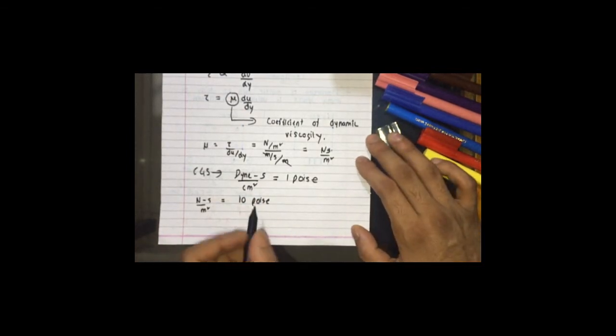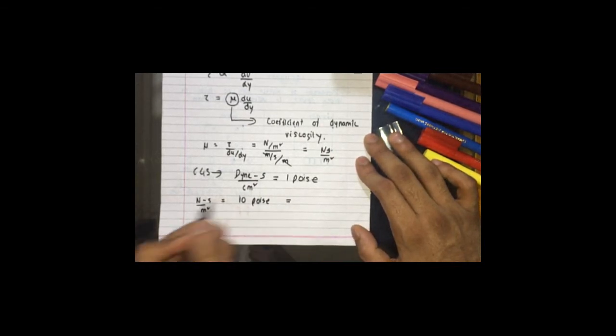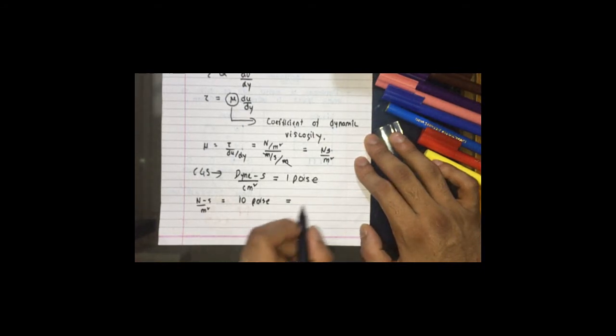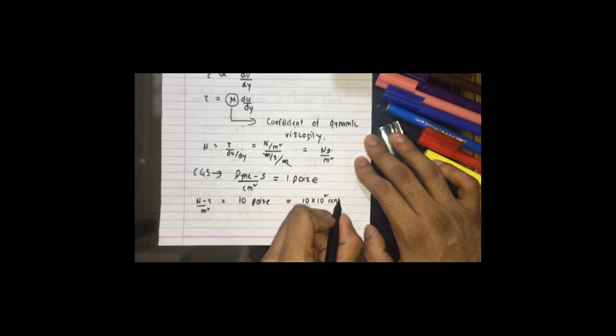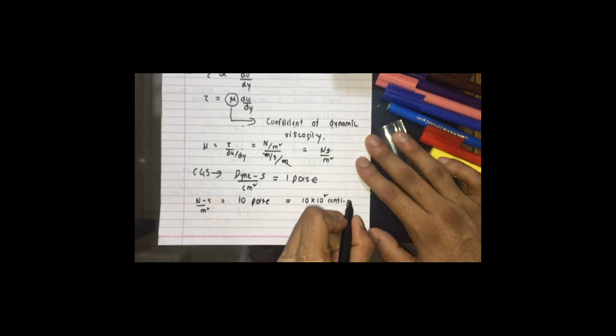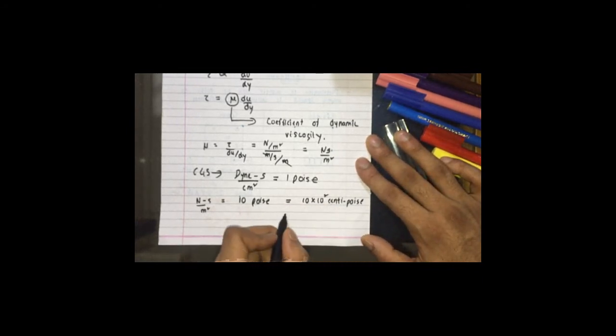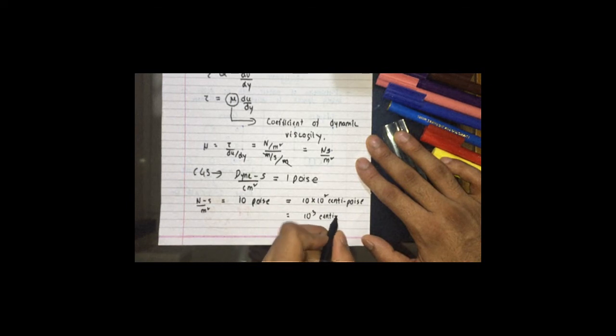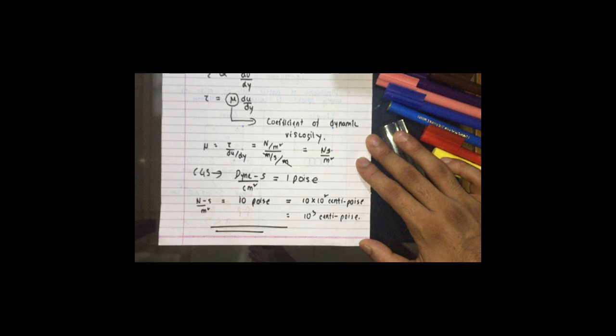Now the relationship between poise and centipoise is the same as the relationship between meter and centimeter. So if considering this as meter, if we want to convert it into centimeter, you would say 10 into 10 raised to 2 centipoise. That is nothing but 10 raised to 3 centipoise. This is the relation. Remember this.